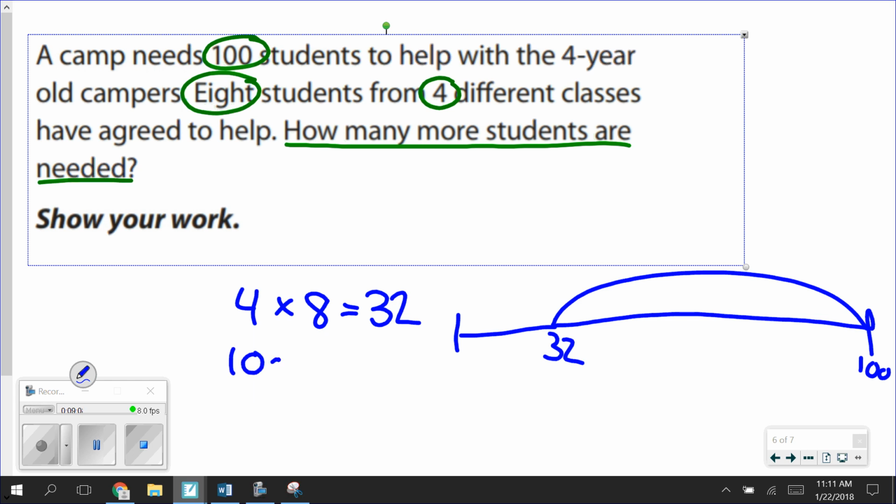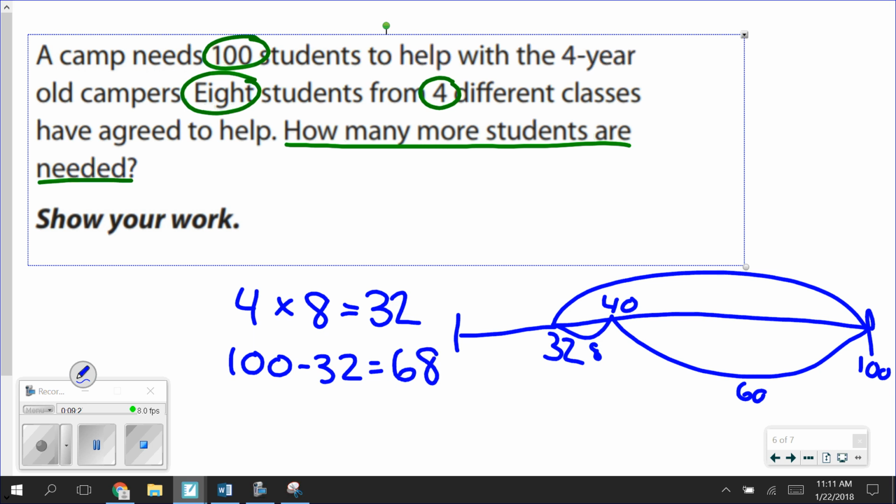So I know I need 100. I already have 32. How many more do I need? 100 minus 32. So I can, let's see, add 8 to get to 40, and then add 60 to get to 100. 8 plus 60 is 68. That would be my answer. I need 68 more students. Okay?